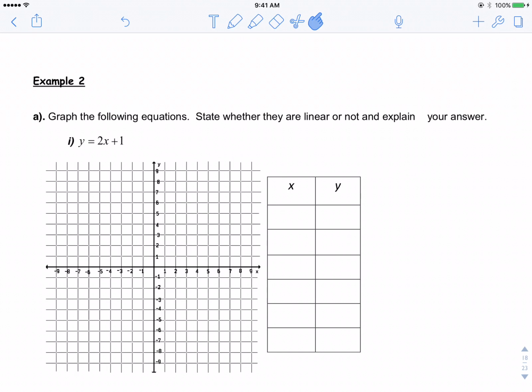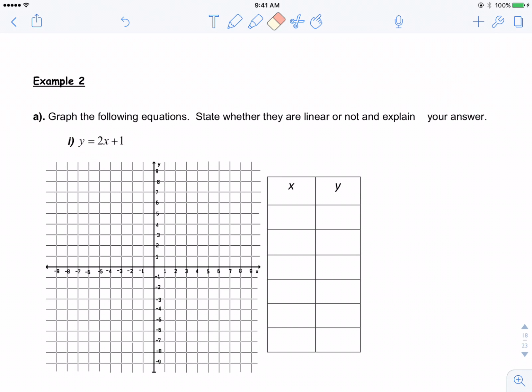So example 2 here. Example 2, we don't have any information to graph, but we have a nice fancy little equation in which we can calculate information. Okay? So example 2a, graph the following equations, state whether they are linear or not, and explain your answer.